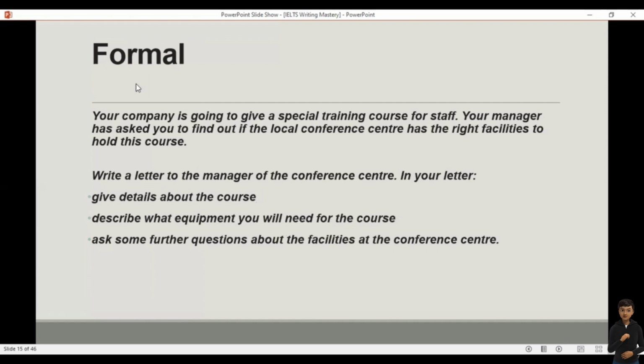Now let's have a look at the formal letter example. Your company is going to give a special training course for staff. Your manager has asked you to find out if the local conference center has the right facilities to hold this course. Write a letter to the manager. Here we cannot see any word like friend, so we will follow the formal language. Write a letter to the manager of the conference center. In your letter, give details about the course. Describe what equipment you will need for the course. Ask some further questions about the facilities at the conference center. So that's all about it.